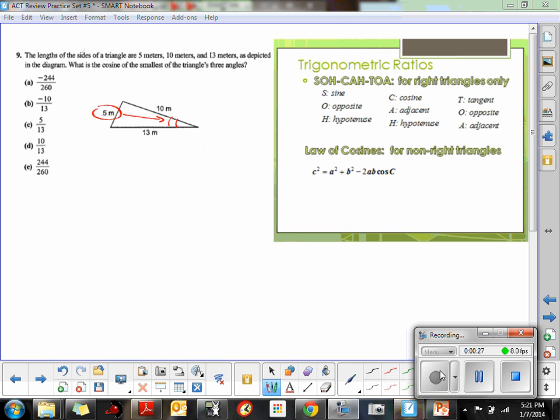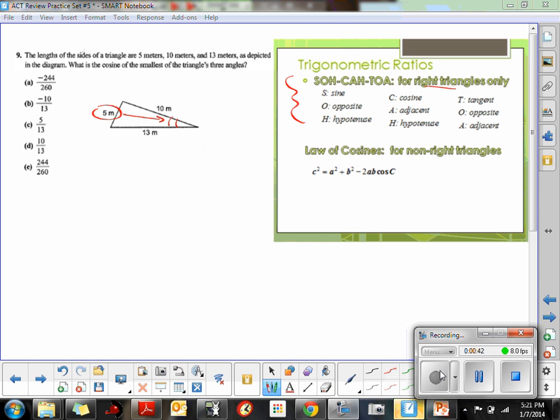Now what they're kind of leaving us out there on is we don't know if this is a right triangle or not. They're not showing it, they're not indicating in any way in the diagram or in the words, so we could probably assume that it's not. So SOHCAHTOA is probably going to be limited because this is only for right triangles.